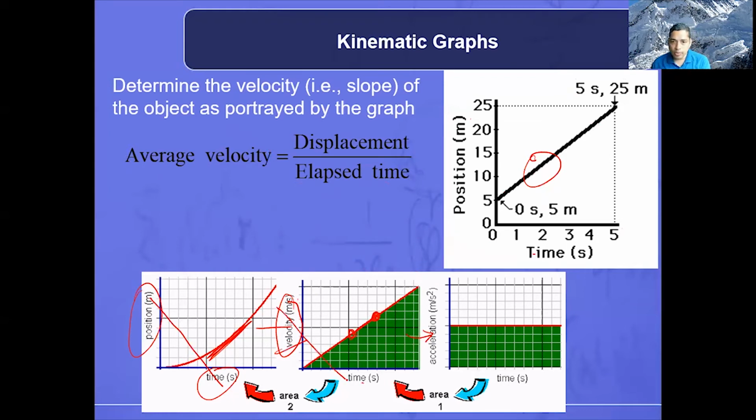Look at that. So from position versus time, you get velocity. From velocity versus time, you get acceleration. How? By finding the slope. Find the slope here, and that slope becomes velocity. Find the slope here, that slope becomes acceleration. Okay?